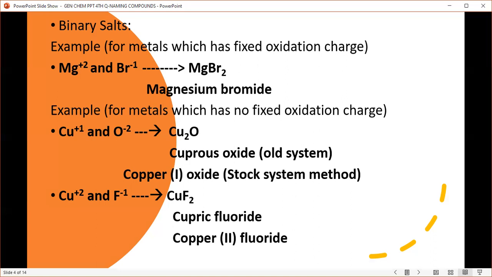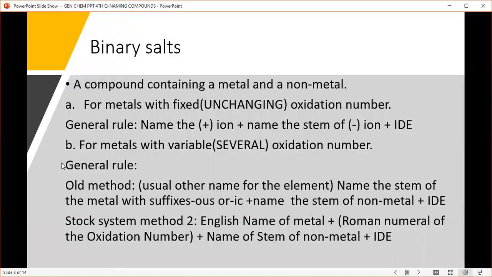All right. Next, let's proceed to letter B, or another rule, especially for binary salts having metals with variable or several oxidation numbers. Several means many. Again, we have to take our guide from our periodic table of elements. So it's very important that you have it with you every time that we have our naming activity, so that you'll be able to understand that this specific metal has variable or several oxidation numbers.